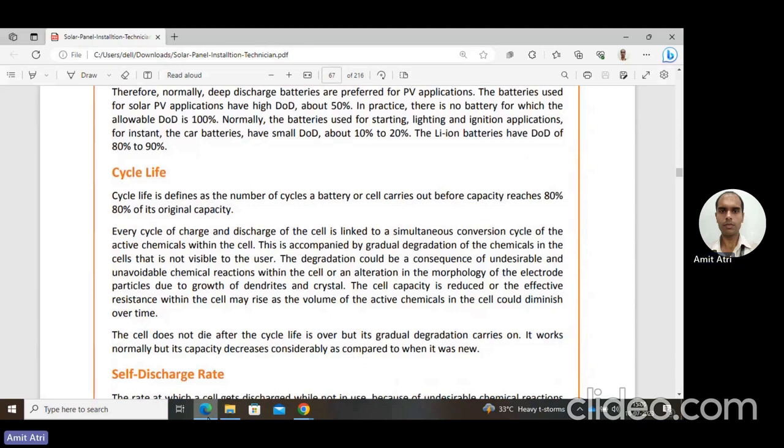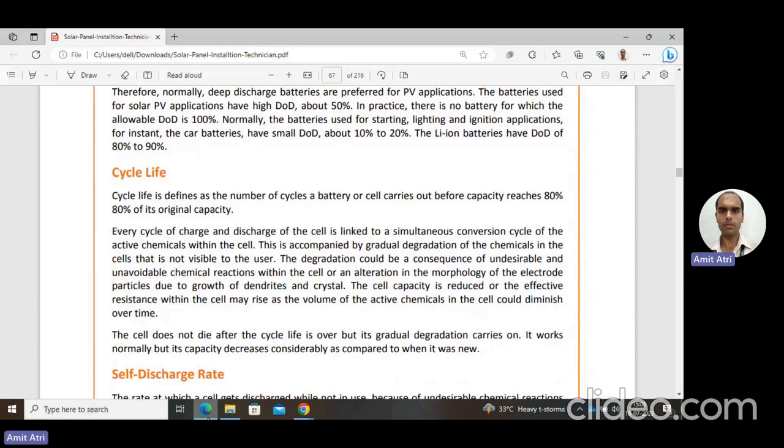Earlier it was 100 ampere hour, now it is 80 ampere hour. So how many cycles are carried out before it reaches 80 ampere hour of its capacity? It means 80 ampere hour, that is 80% of its capacity. So that number of cycles is the cycle life.